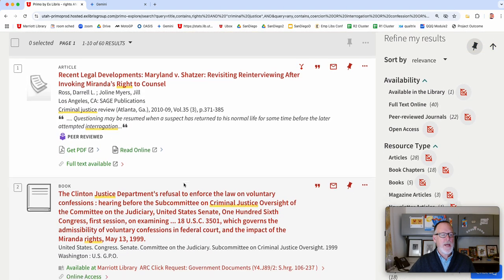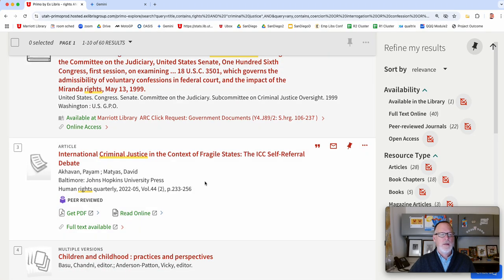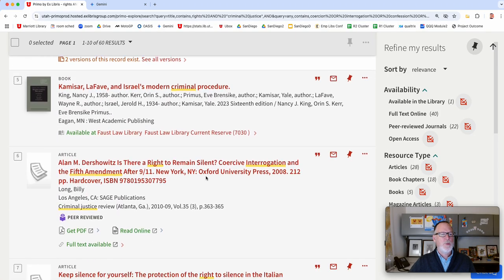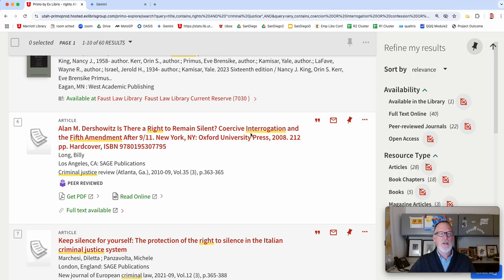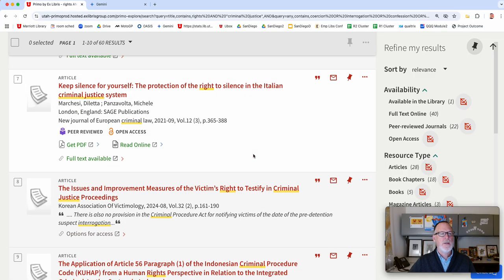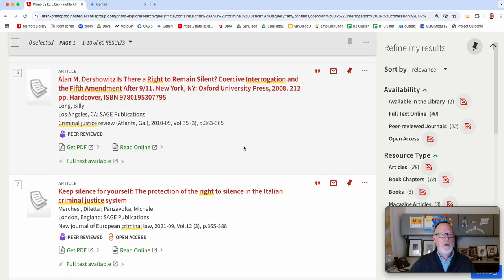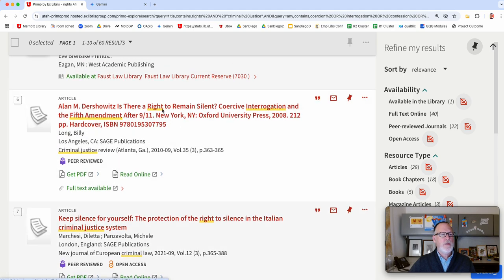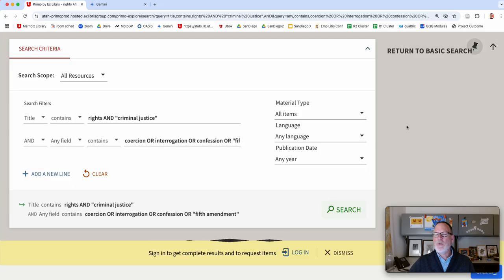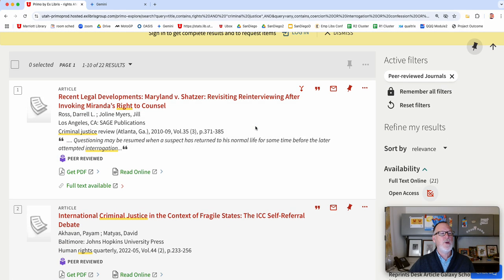Hey, oh, the Miranda rights. Criminal procedure. Right to remain silent. Coercive interrogation. Fifth Amendment. So if you wanted to find an example that you could use in one of those Know Your Rights cards, you want to put it in regular language, but you want it to be backed up by solid scholarly evidence that it actually exists. For example, here's an article. Oh, by the way, if you want peer-reviewed journals, the really high-level scholarly stuff, we'd narrow it down that way.